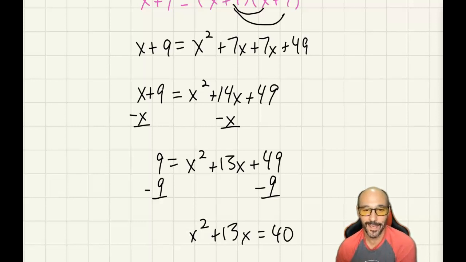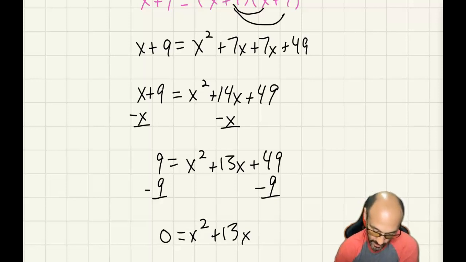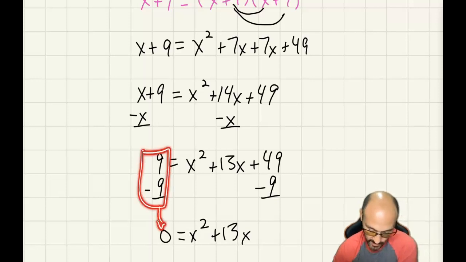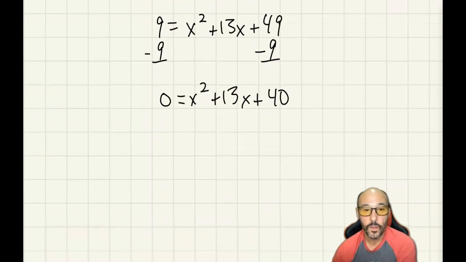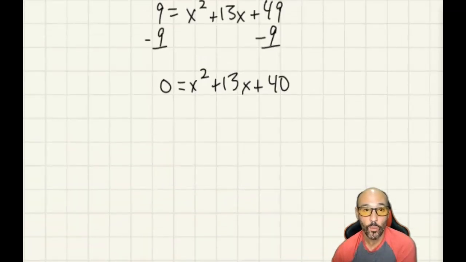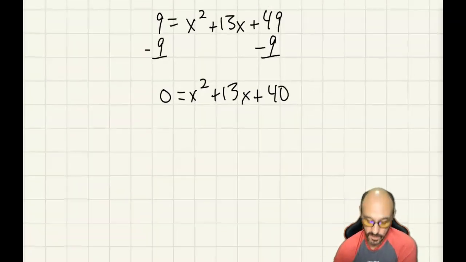Oh, excuse me. I just did something really messed up there. This is equal to 0 now because 9 minus 9 is 0. And this is going to be plus 40. All right, so now we're at this point where we have the quadratic equal to 0.